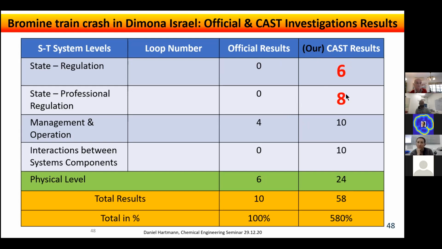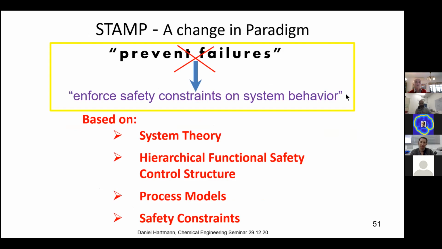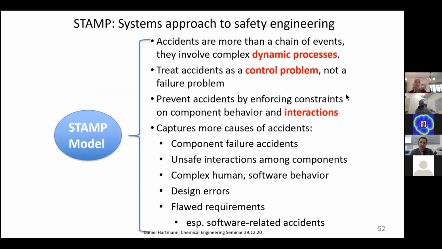And I will try to explain, but I have no time. So now I'm running out of time. So what is this STAMP model? It just says, instead of preventing failures, we have to enforce safety constraints on system behavior. Now, sorry, I didn't see that the time is running. And it's based on system theory, hierarchical functional safety control structure, process model, and safety constraint. I'll not read everything, but I said most of these things already.